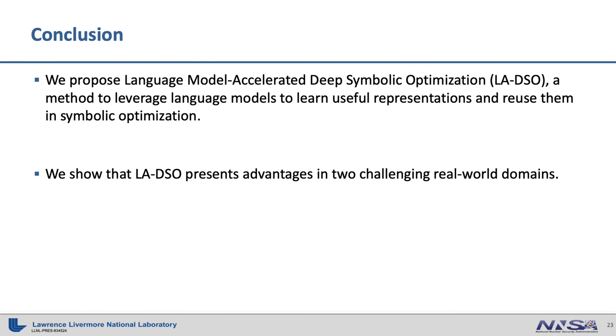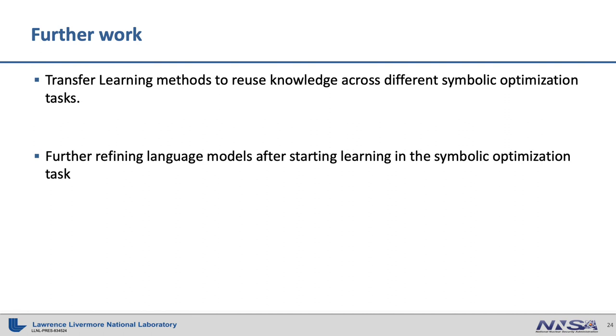As a conclusion, we have proposed language model accelerated deep symbolic optimization. It is a method that leverages a language model to learn useful representations and then reuses them in symbolic optimization problems. We have shown in 2 very challenging real-world domains that using LADSO presents advantages and enables us to learn faster. We have some further work to improve our proposal. We are exploring transfer learning methods to reuse knowledge across different symbolic optimization tasks, and we are exploring ways to further refine the language model after we start learning the symbolic optimization task, instead of having a pre-training phase and then just using this language model.